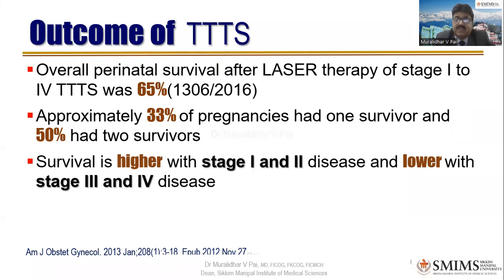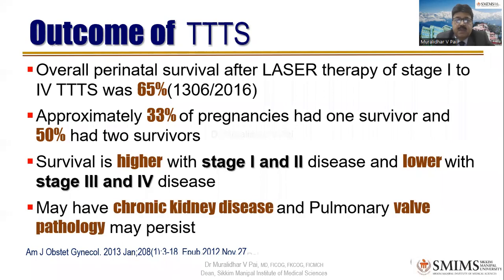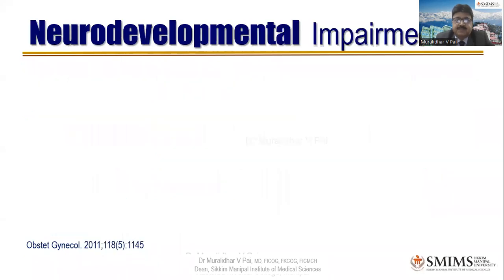Survival is higher with stage 1 and 2, obviously, and lower with stage 3 and 4, again understandable, where Doppler changes have already taken place and there is already hydrops fetalis. They may have chronic kidney disease and pulmonary valve pathology in some of them that may persist, because already we have seen that vasoactive substances are produced both in the kidney and heart.